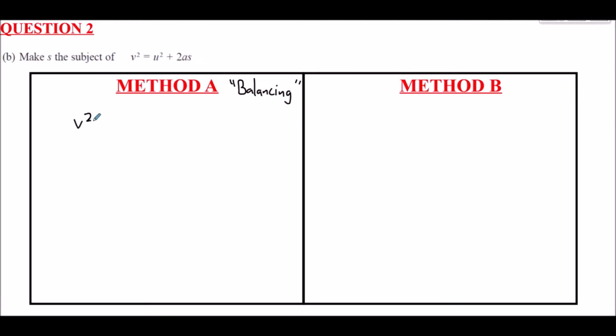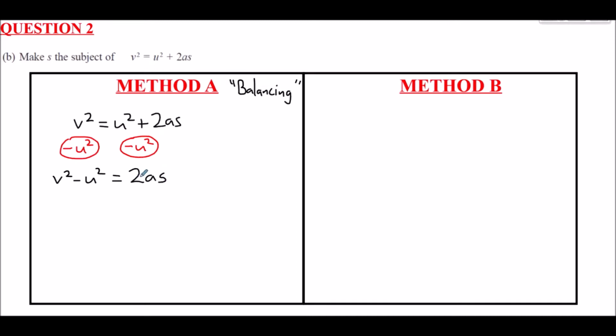So I'm going to start with what we've got. I'm not going to do any work at this first step. The objective is to have s all on its own. As a first step, what we can do is subtract u squared from both sides. So take away u squared from both sides of this equation. Gives us v squared minus u squared equals 2as.